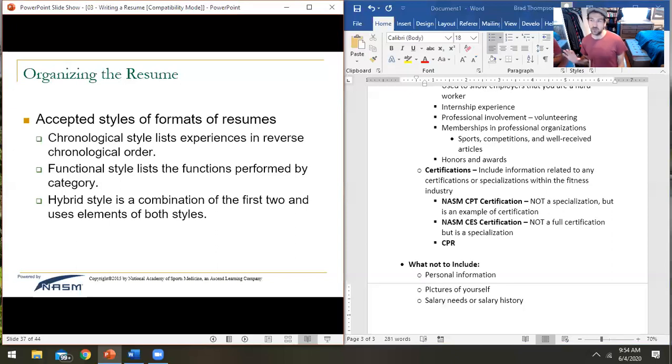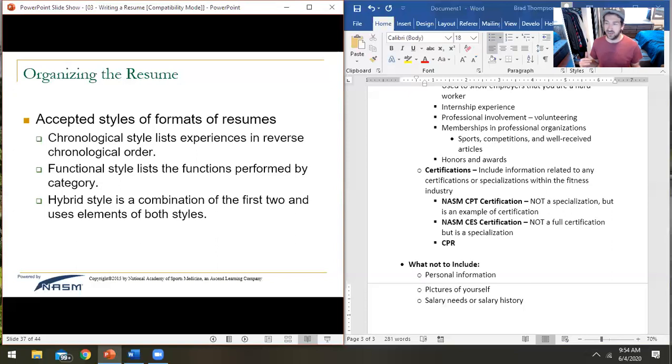Then there's also functional style. That's a little bit different. That's where we lay things out based on categories. So you have work experience, you have education. Functional is probably a little bit more what we're going to focus on because education is going to go up top. So it's like, what's the most functional thing related to you? If you're new to this industry, education is probably the most relevant. Work experience will be relevant later, unless you've been training clients, and then that's totally different.